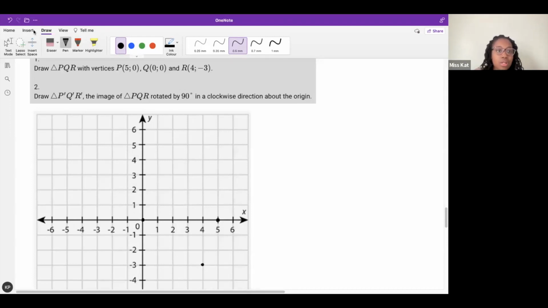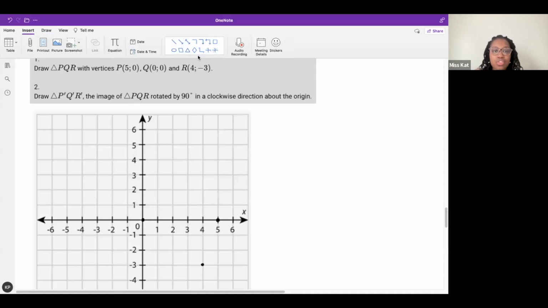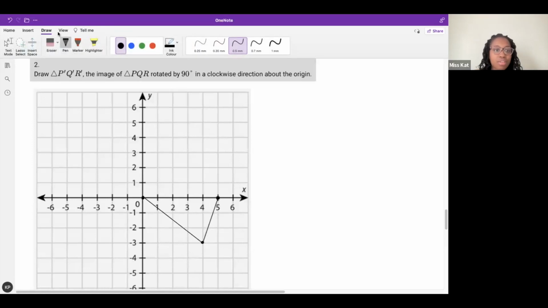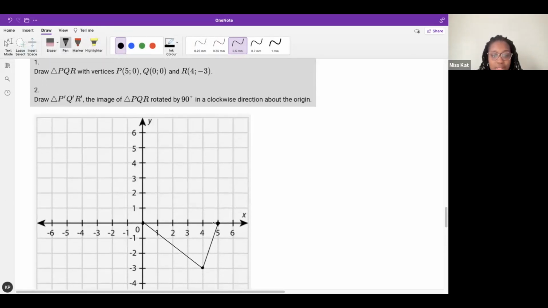Now start thinking about how we are going to rotate the shape. It says 90 degrees in a clockwise direction. So how is that going to work? I hope you guys have your rules in front of you. There's my triangle, and then I have to name it. P is the 5, so that's coordinates P. That's Q, and that's R down there. Now let's get our new coordinates. We are rotating this 90 degrees.